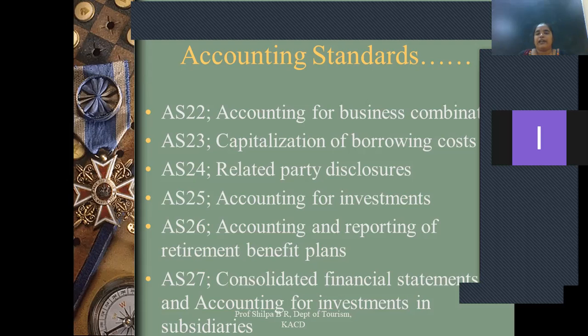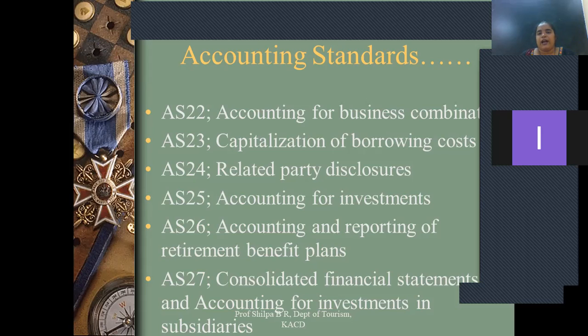Next, accounting for investments. Whenever there are extra funds which they are not using, and they don't need to buy any other assets, some of the extra funds are invested in buying shares of other companies. Details such as how much investment was made in which company, at what cost it was purchased, what dividend you are receiving from those shares, or maybe you have kept an FD in a bank, any such investment made, the details are given under accounting standard 25.